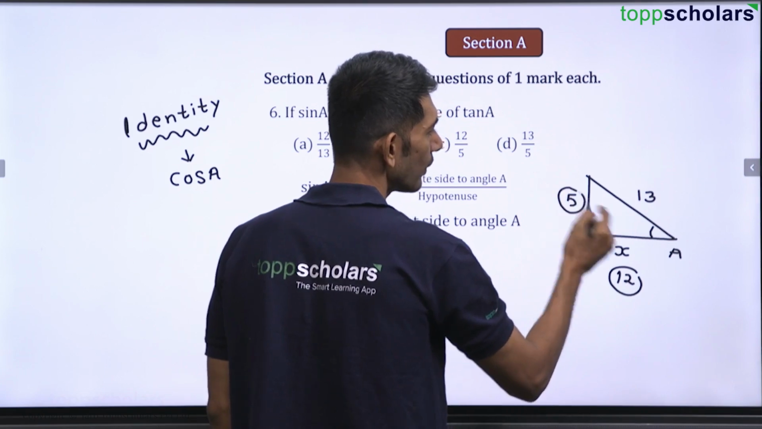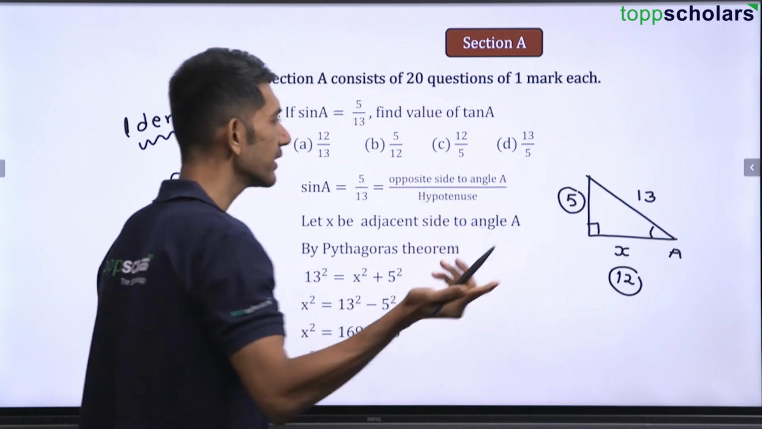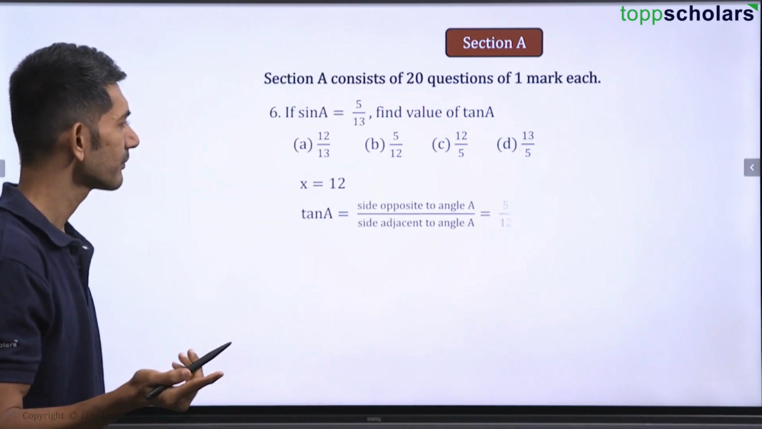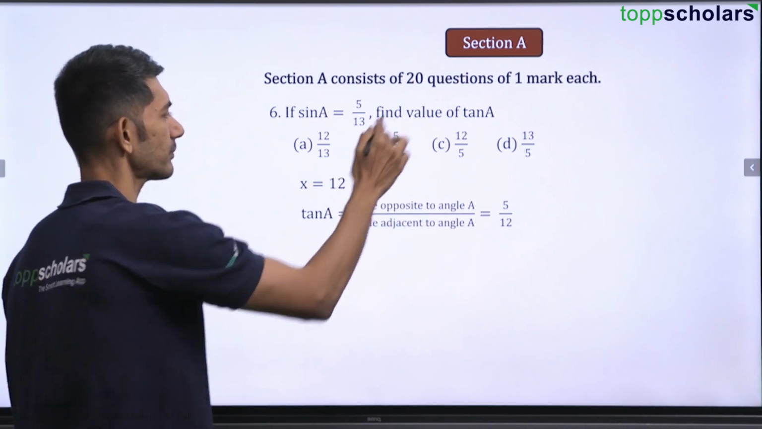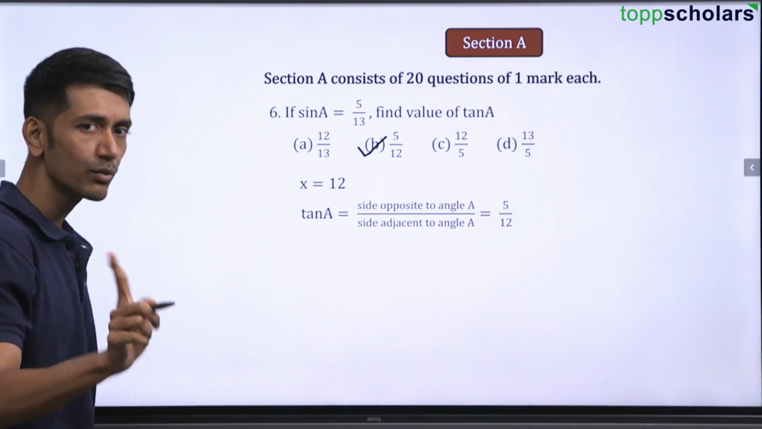Now how do we find out tan A? Opposite by adjacent, you got the answer, right? Opposite by adjacent, 5 by 12. That's it. This is one of the ways.